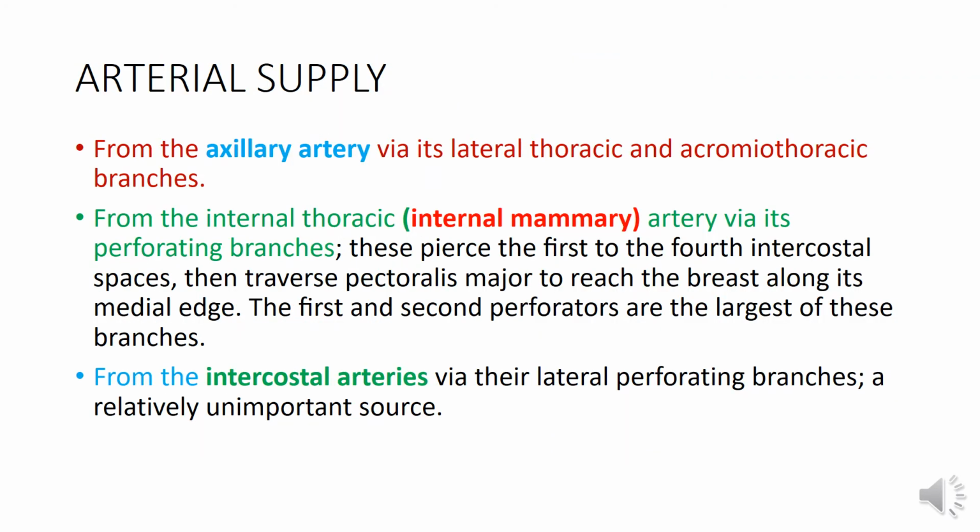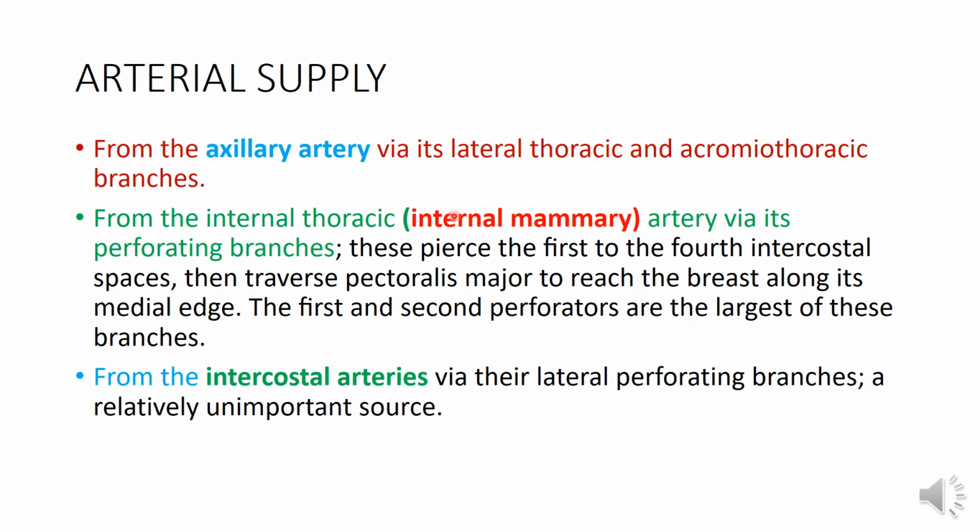Arterial supply. The axillary artery, via its lateral thoracic and acromiothoracic branches, supplies the breast. And then we have the internal thoracic artery, also called the internal mammary artery, which gives off perforating branches. These perforating branches pierce the first to the fourth intercostal spaces, then traverse the pectoralis major to reach the breast along its medial edge. The first and second perforators are the largest of these branches.